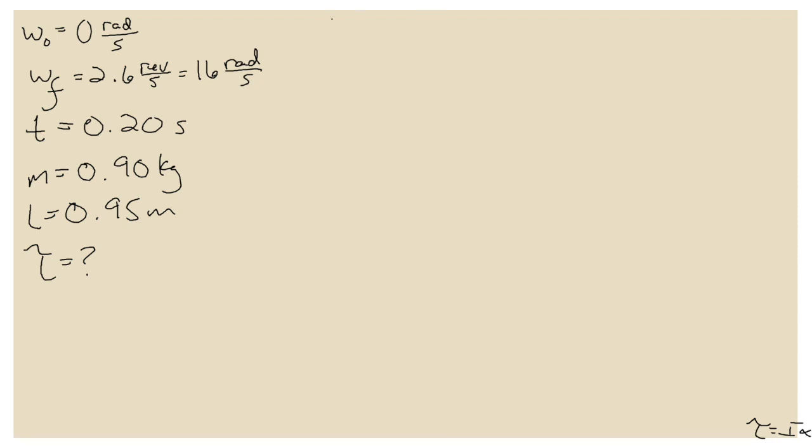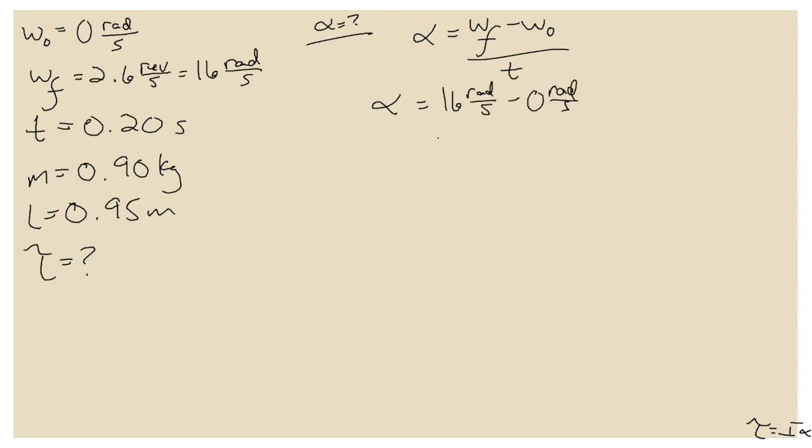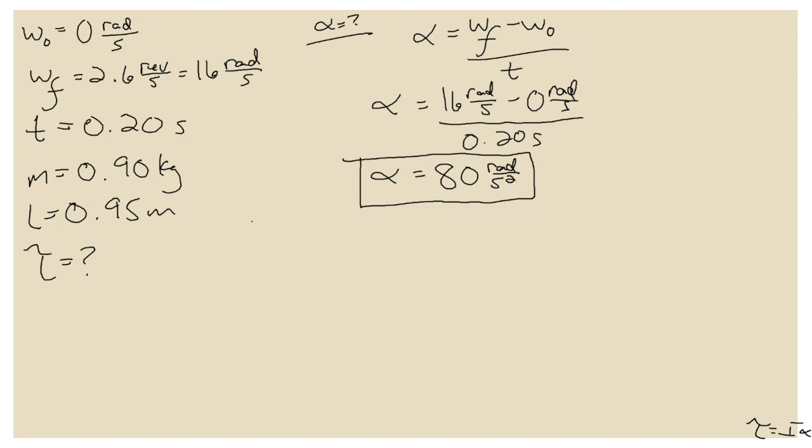And so that's what we're going to do. We'll solve for alpha first. Alpha, the angular acceleration, is omega final minus omega initial over t. And so that means here the angular acceleration is going to be the final angular velocity, 16 radians per second, minus the initial angular velocity, 0 radians per second, over the time, 0.20 seconds. And when you do that math, plugging in those numbers here, 16 divided by 0.2, you get 80 radians per second squared. So that's our angular acceleration, 80 radians per second squared.